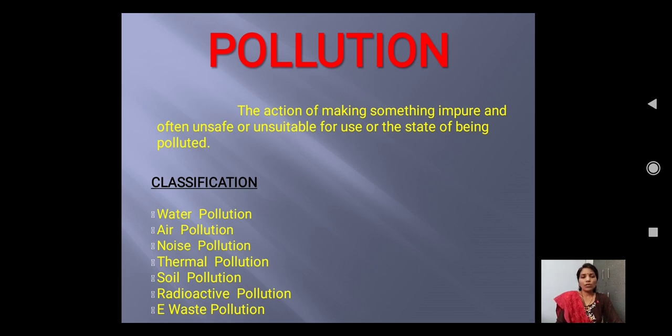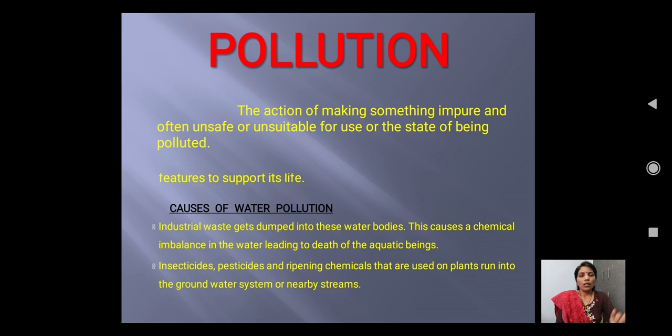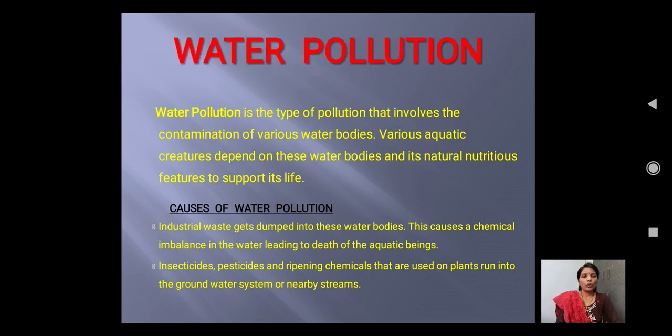On the basis of the sources affected by human activity, pollution is classified accordingly: water, air, noise, thermal, soil, radioactive, and in today's life the most common is e-waste pollution. Now we turn towards water pollution. Water pollution is a type of pollution that involves the contamination of water bodies. Various aquatic creatures depend on these water bodies and their natural nutrients, which support the life of water creatures.